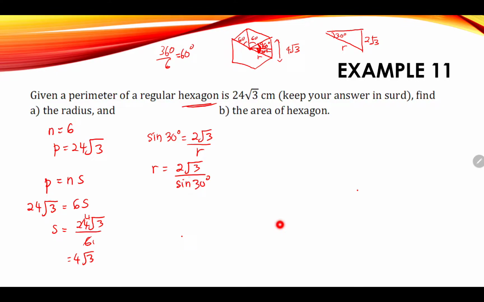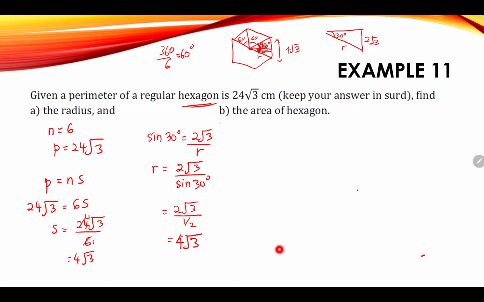So sin 30 is kita guna special angle. Okay, sebab dia suruh keep the answer in third. Okay, sin 30 equals half. Okay, 2 set 3 bahagi dengan setengah. So akan dapat jawapan R 4 set 3. Okay, so dah terjawab lah soalan A.